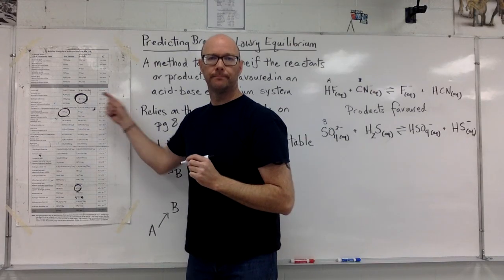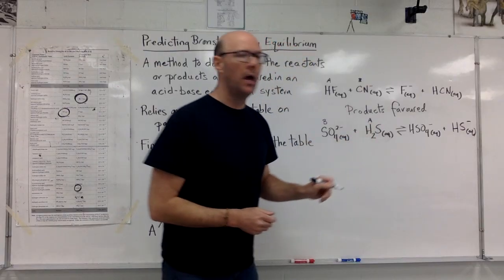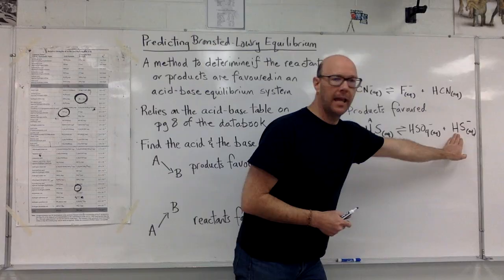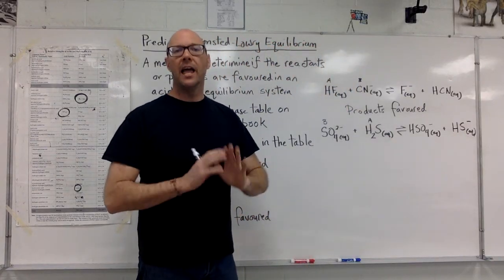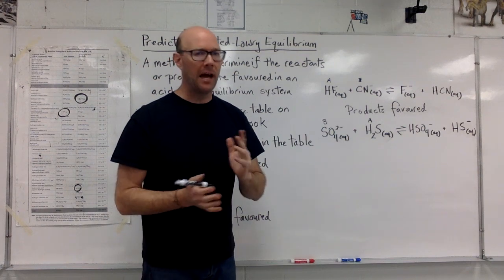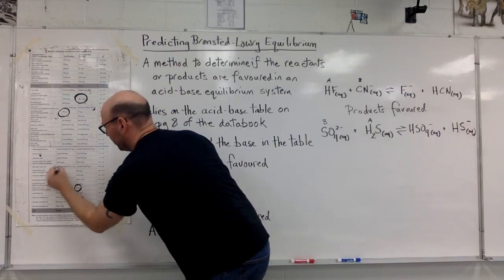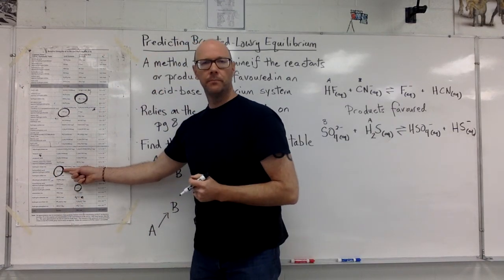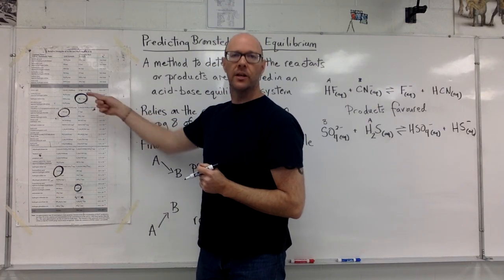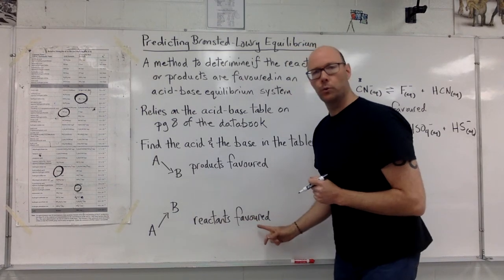SO4 2-. I now need to find, by a process of elimination, the H2S must be the acid, or if I dig a little bit deeper, the H2S became HS 1-, it lost a proton, it donated an H+, it's the acid. I need to find it in the acid column. H2S is here. Here's the acid, H2S. The base is higher up, SO4 2-. The acid is below the base in the table, so the reactants are favored.